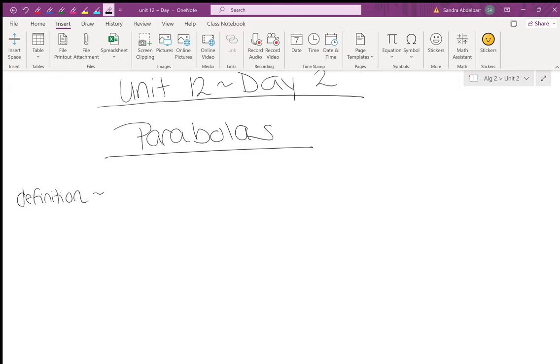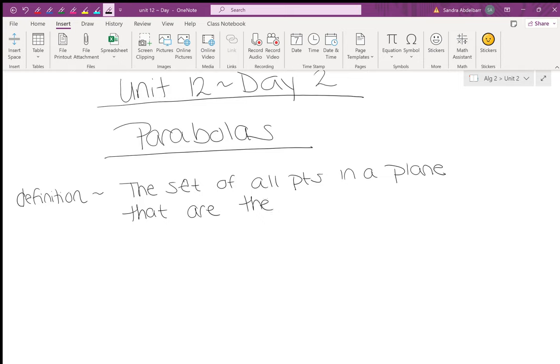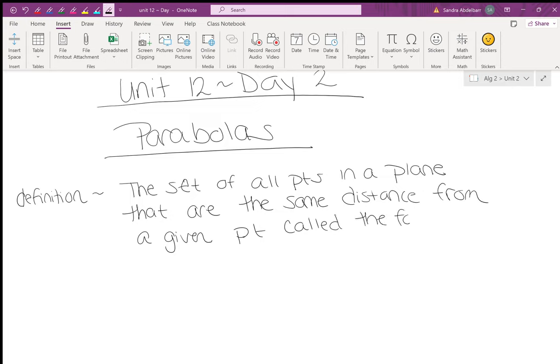So parabolas, definition. The true definition of a parabola is the set of all points in a plane that are the same distance from a given point called the focus and a given line called the directrix.